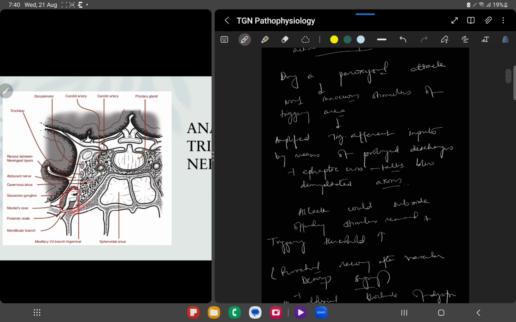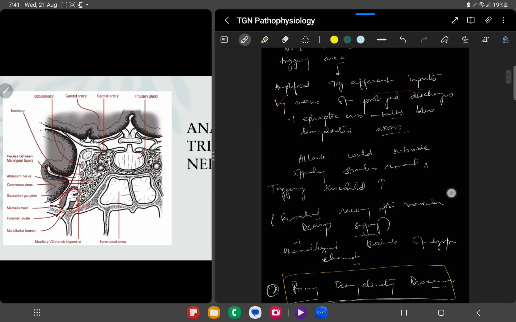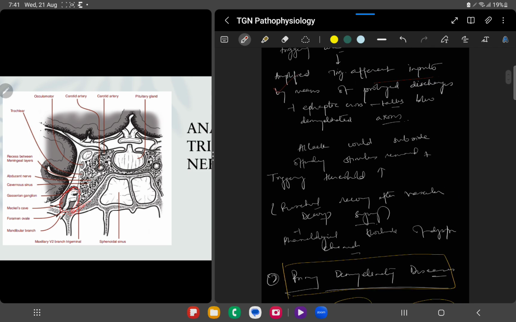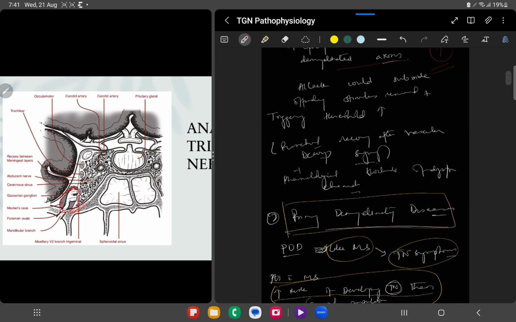During a paroxysmal attack, normal innocuous stimuli can give rise to amplified trigeminal afferent inputs by means of prolonged discharges plus ephaptic crosstalk between demyelinated axons. These are some terms which can be dealt with at the neurosurgical level but are not important at this level. You can, however, search about it. The attack could subside when the offending stimulus is removed or if the triggering threshold is increased.